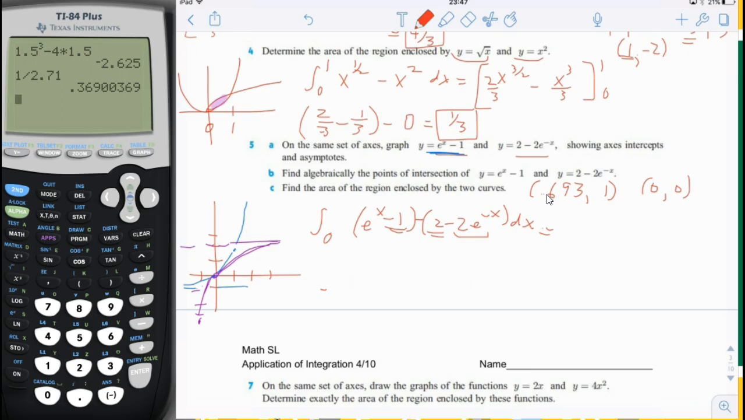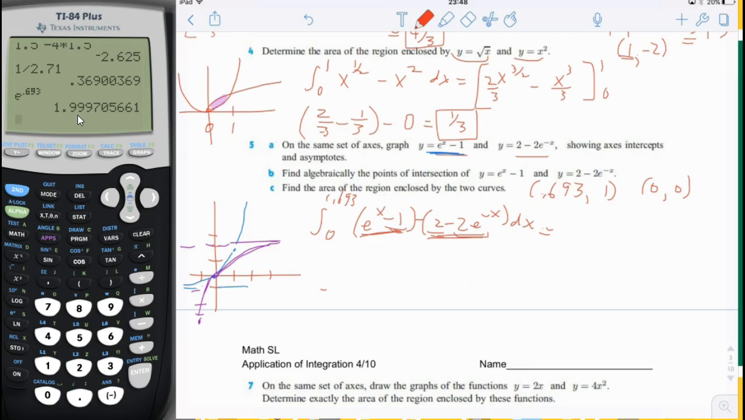So we're going to do this integration, and we're going to take the blue curve, which is e to the x minus 1, and subtract the purple curve, which is 2 minus 2e to the negative x, and integrate from 0 to 0.693. And let's see why that is a special number for the calculator. We'll put second e to the x, and then 0.693, and see what we get. Oh, it gives us 2. So that's a special number because it gives us 2 when we plug it in here.